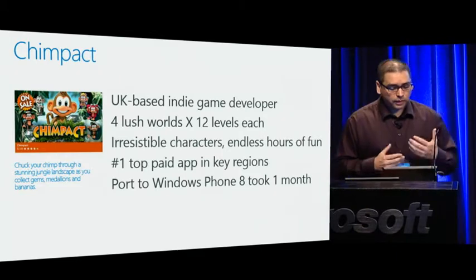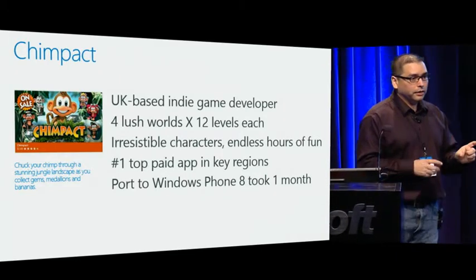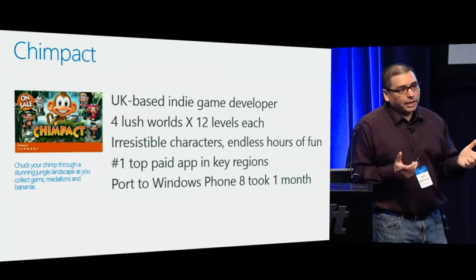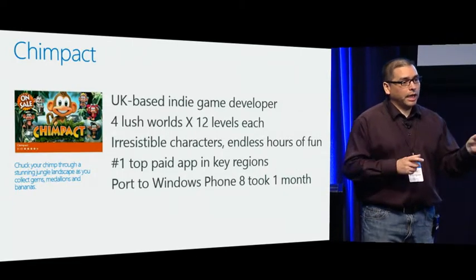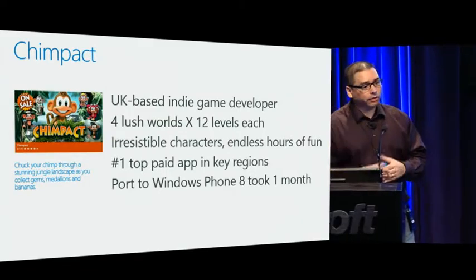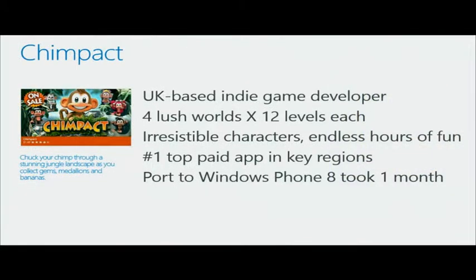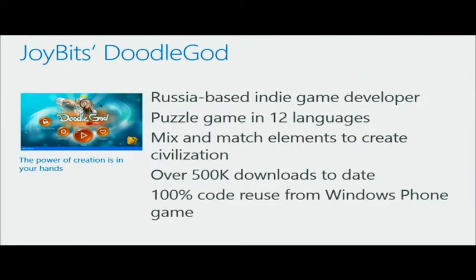And the Chimpact guys did really great. It also took them less than a month. They didn't use Unity, so it took them longer. But it took them less than a month to take their Windows game and move it on to Windows Phone. Right, that's testing and everything. So think about the development. It wasn't that big of an effort because we have the exact same platform on Windows as we do on Windows Phone. So you'll see a lot of that as we go. So Chimpact's an example of somebody that's doing really, really great.